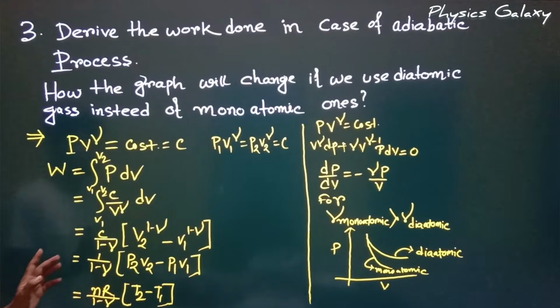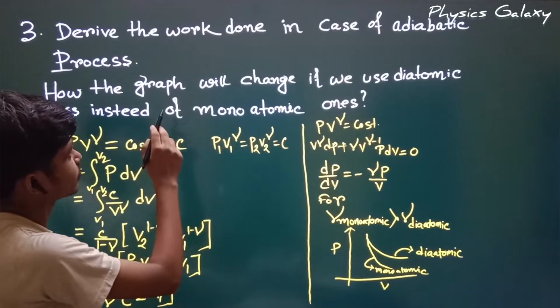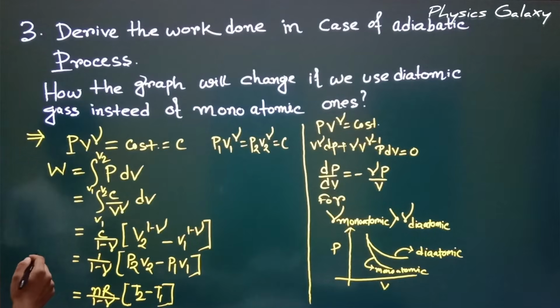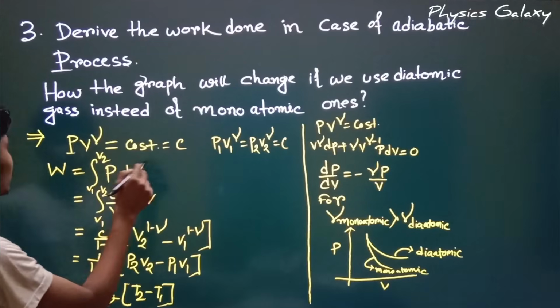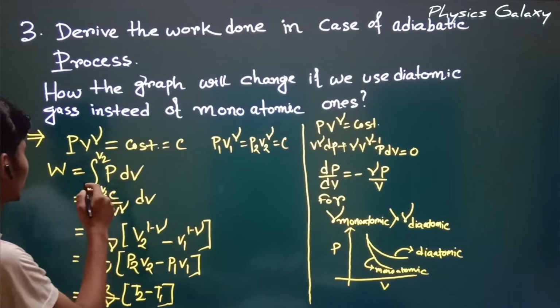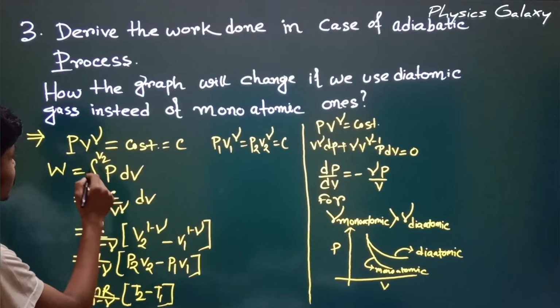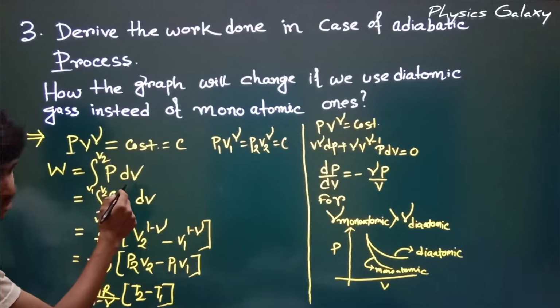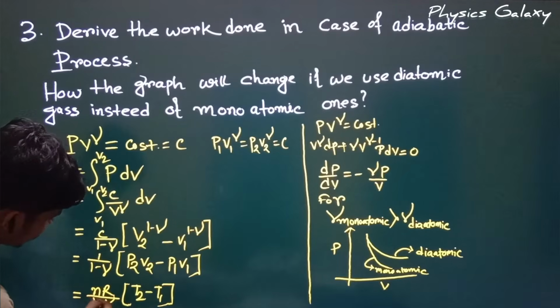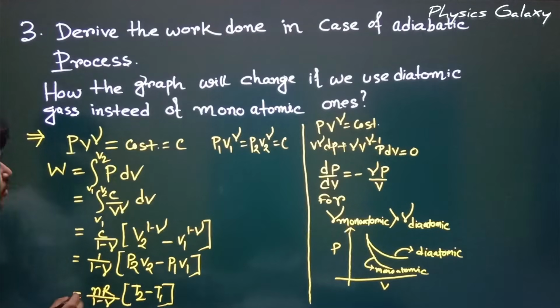Then they asked me to derive the work done in the case of the adiabatic process. For this, I started from PV to the gamma equals constant. Substituting the value of P in the integral and then simplifying, I got the result.